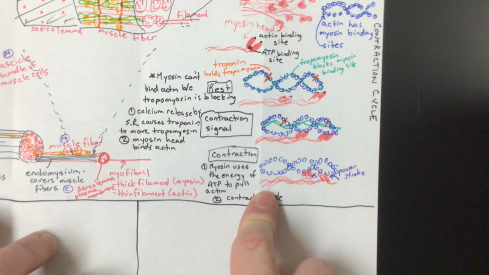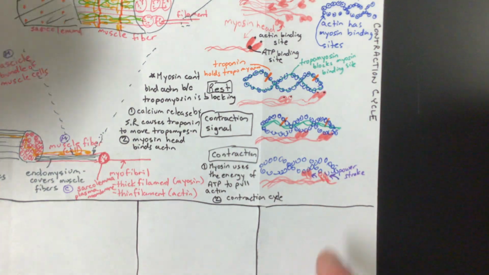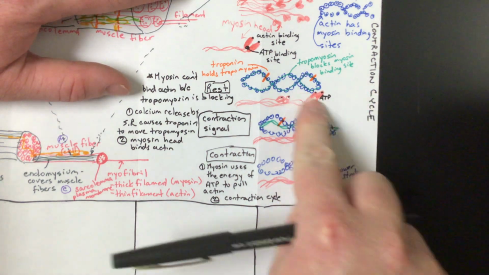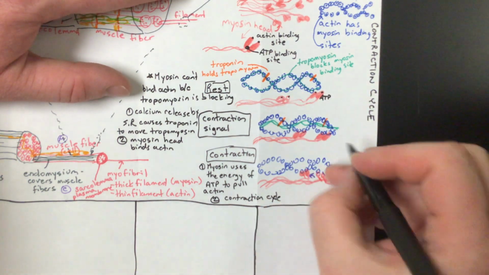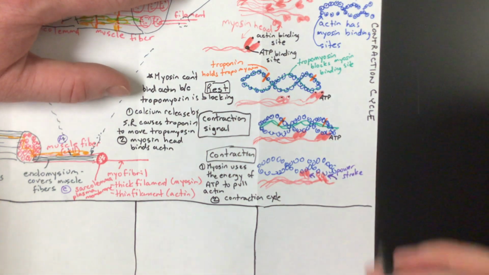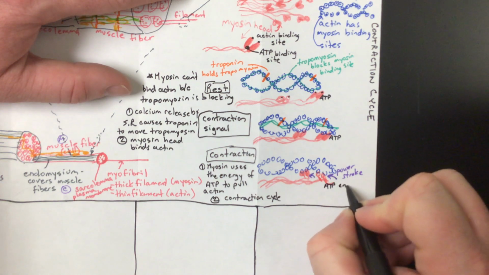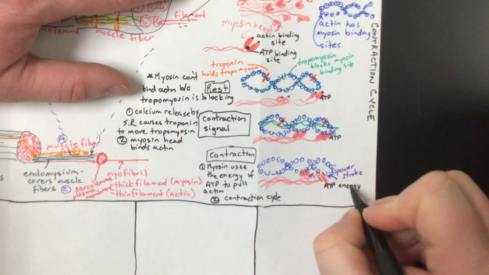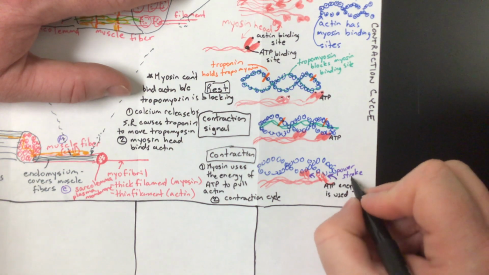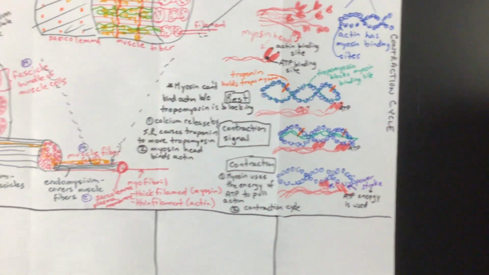Contraction cycle. Now, I don't want you to forget that ATP is involved with this, so we'll put some ATP at the myosin head there, ATP at the myosin head over here, and then we'll say that energy is used for the power stroke. So those are our three stories.